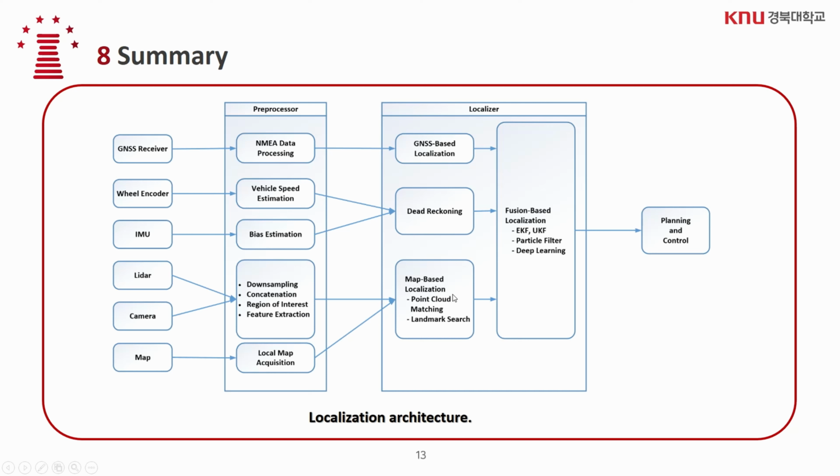Then the map based localization algorithm mainly uses the map information and lidar data or camera data together. And to get accurate positioning, we also consider the data from the IMU sensor and wheel encoder. So we use vehicle speed estimation, bias estimation, and dead reckoning. Then the fusion based localization mainly involves the extended Kalman filter, unscented Kalman filter, particle filter, or deep learning based methods. That is conceptually, but until now the system implementation is very difficult.